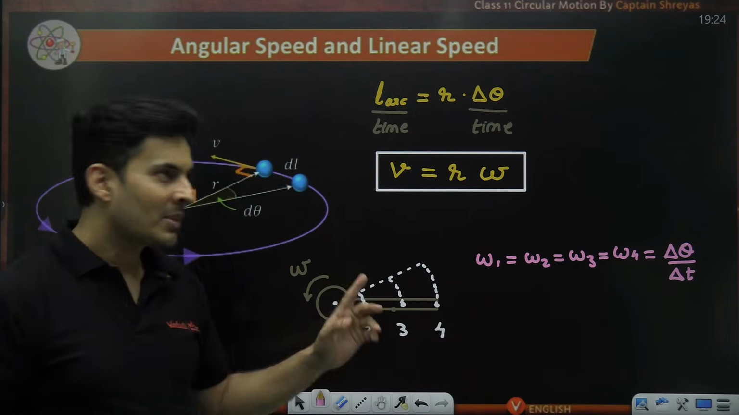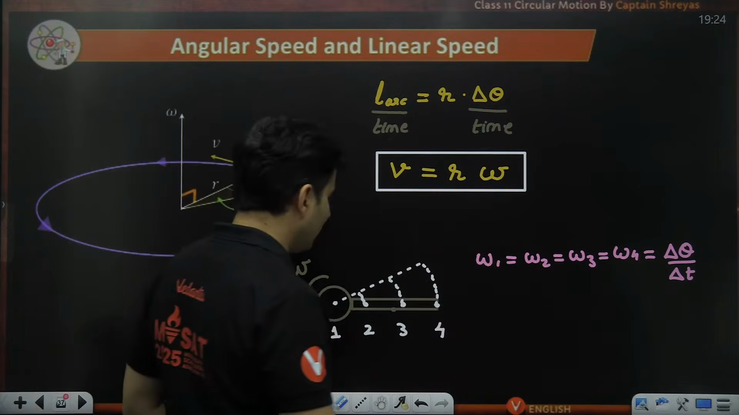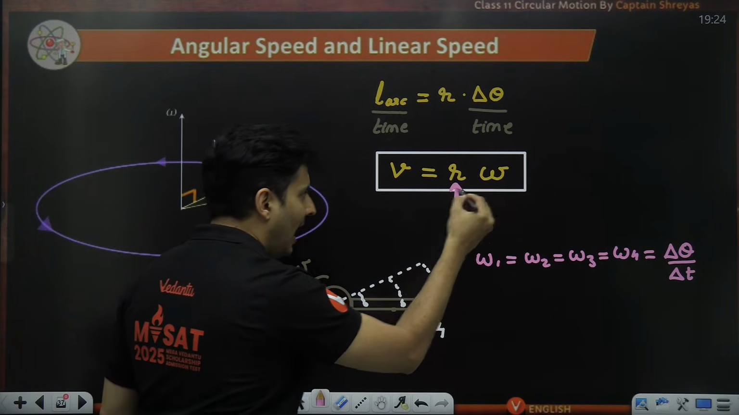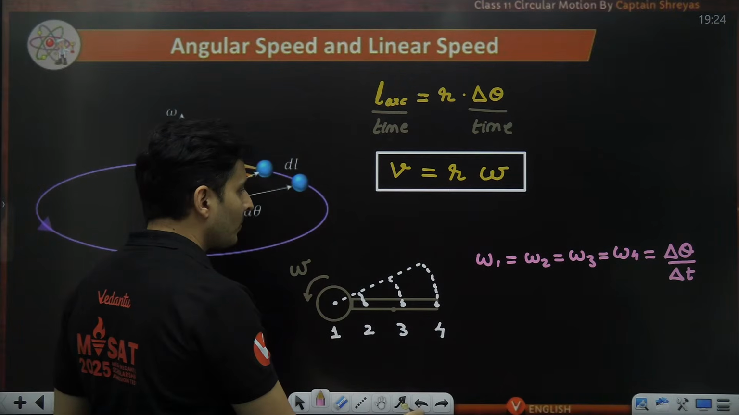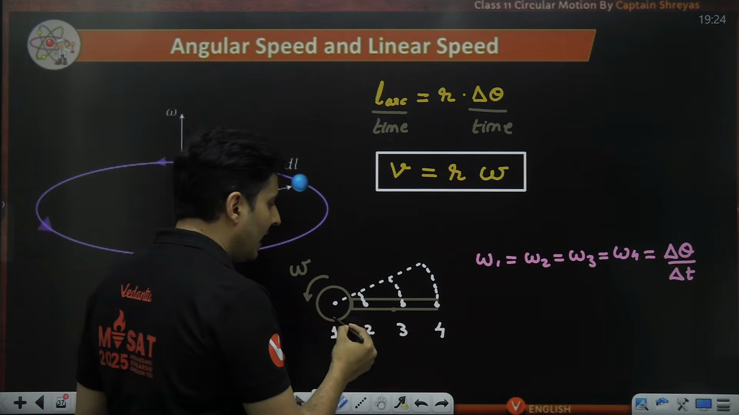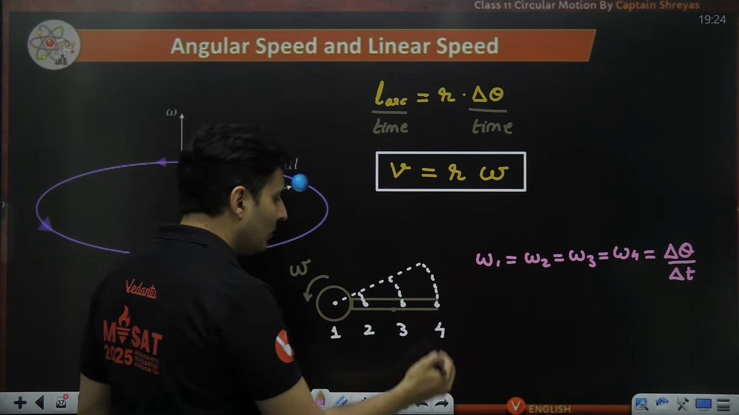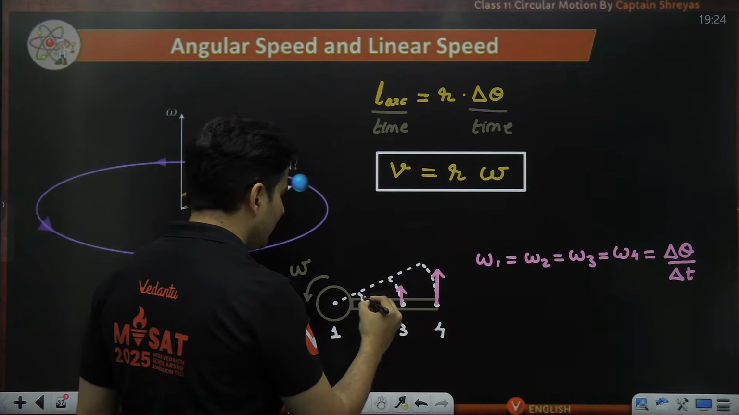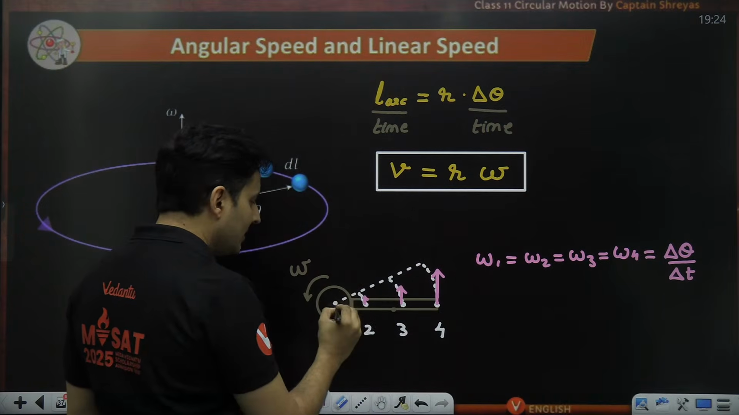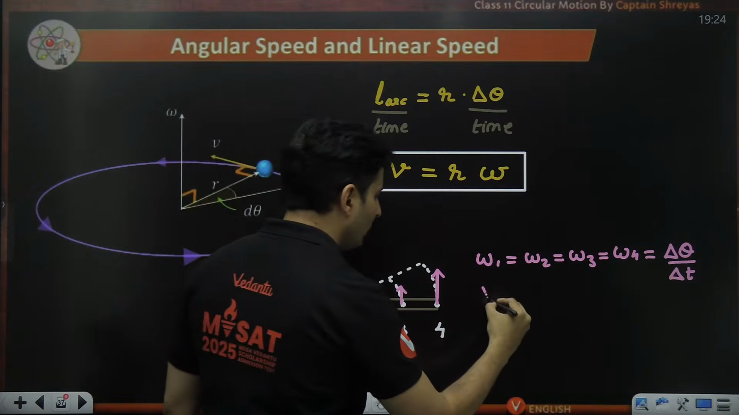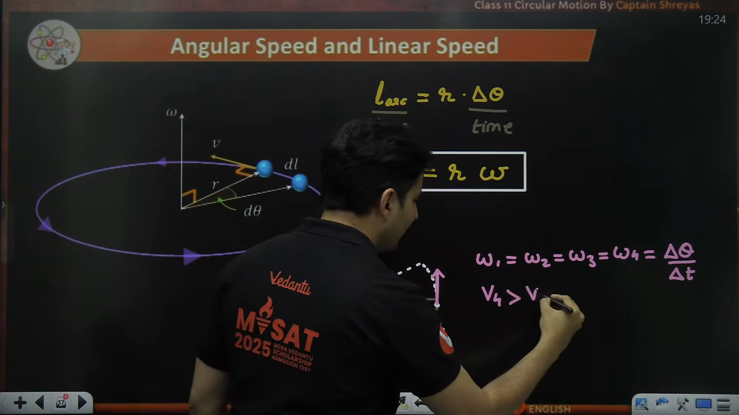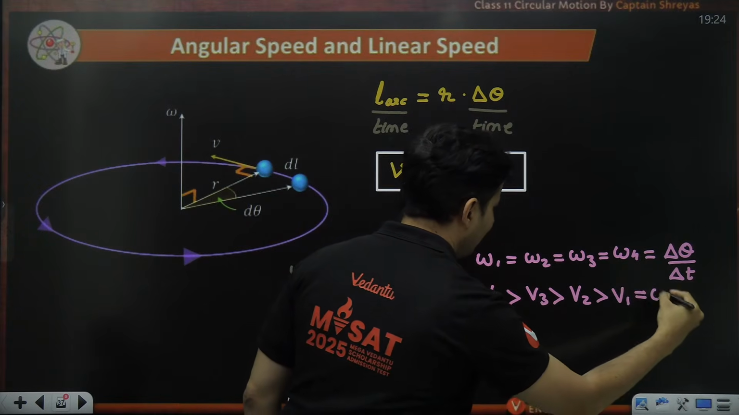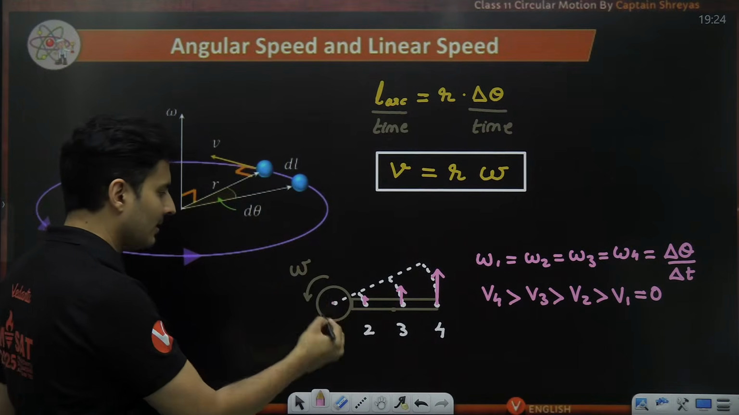That is wrong. Next, what about linear velocity? V is R omega. Omega is the same, so the one which has more R will also have more velocity. As you can see, R is the highest for number 4, so it will have the highest linear velocity. Then this will be less, and this R is 0, so no velocity. So V4 will be more than V3, which is more than V2, which is more than V1, but V1 will be 0.